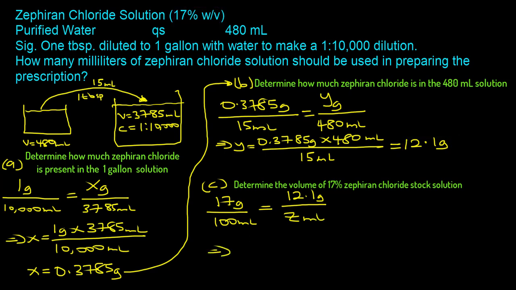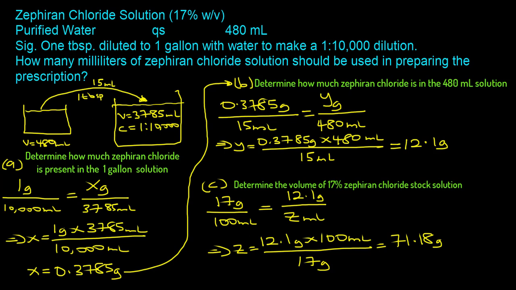So we can then go ahead and solve for our unknown, which is Z, and that's going to be equal to 12.1 grams times 100 milliliters divided by 17 grams, and that is equal to 71.18 milliliters, or approximately 71.2 milliliters.